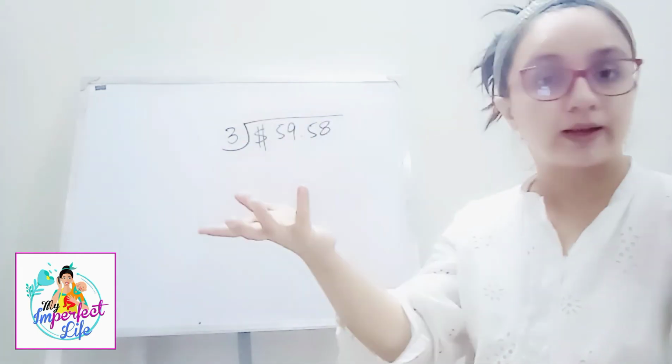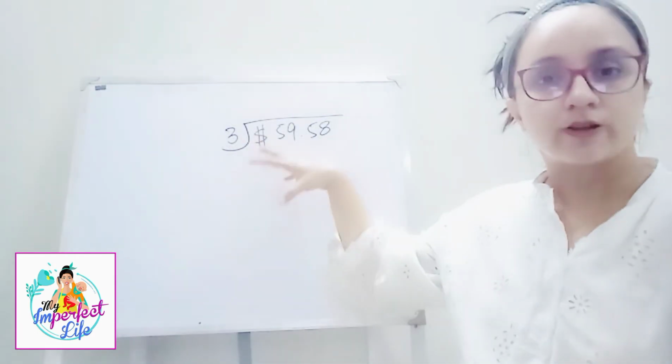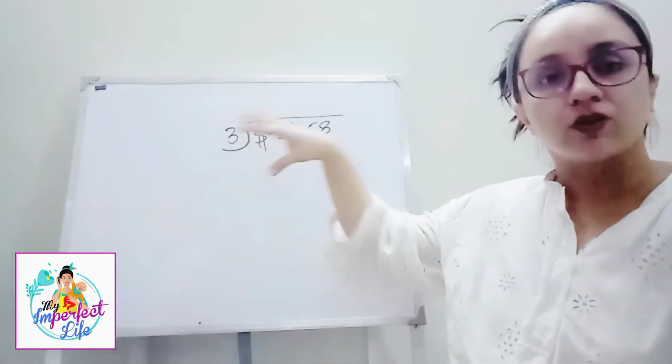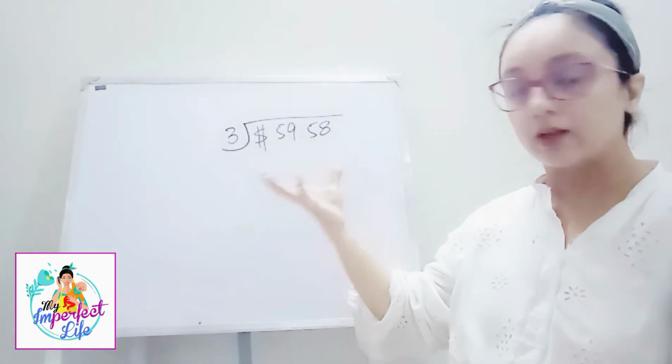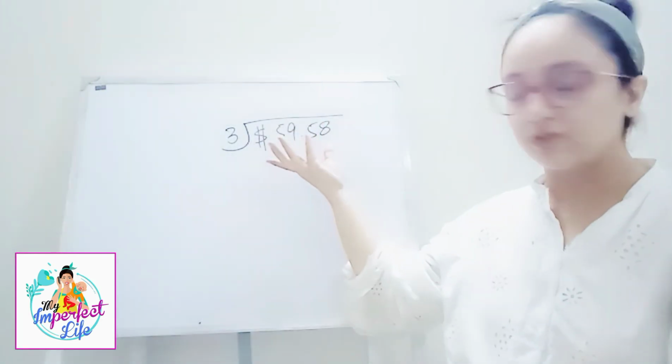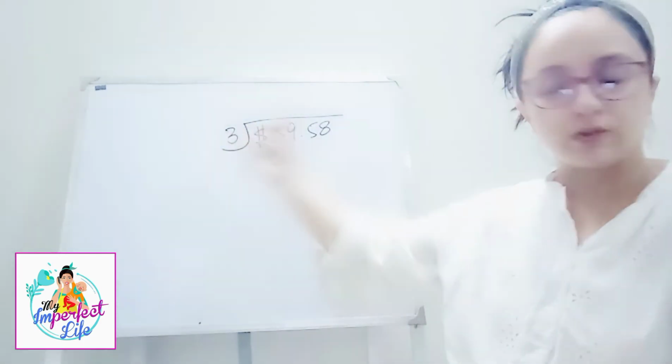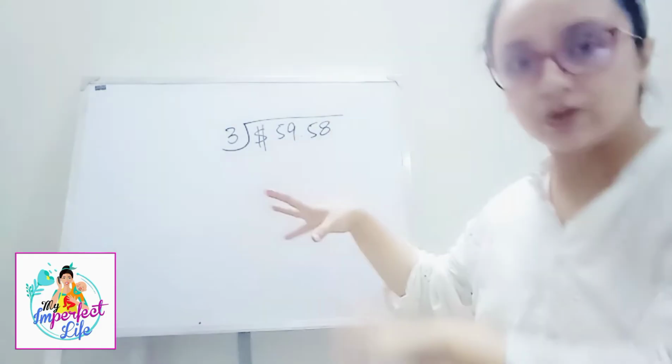So I thought, why not make a video about it? Anyways, the question is $59.58 divided by 3. I'm assuming, because this is definitely the amount, 59.58, that it must need to be divided among 3 people. So let's just start with our question first.